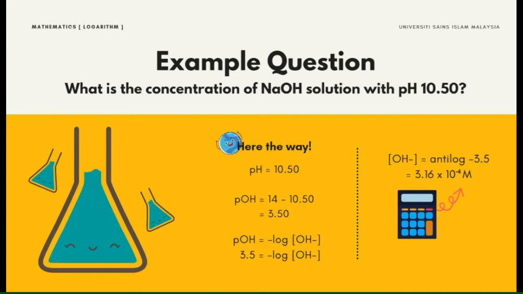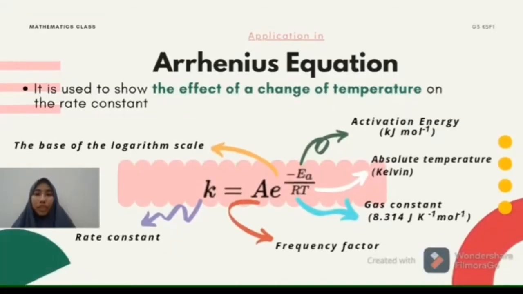OH negative. And then we just use the calculator to find the last answer, which is antilog negative 3.5, and we can get the concentration of NaOH, which is 3.16 times 10 to the power of -4 molar. So, Bismillahirrahmanirrahim. We will continue to the application of log in the Arrhenius equation.